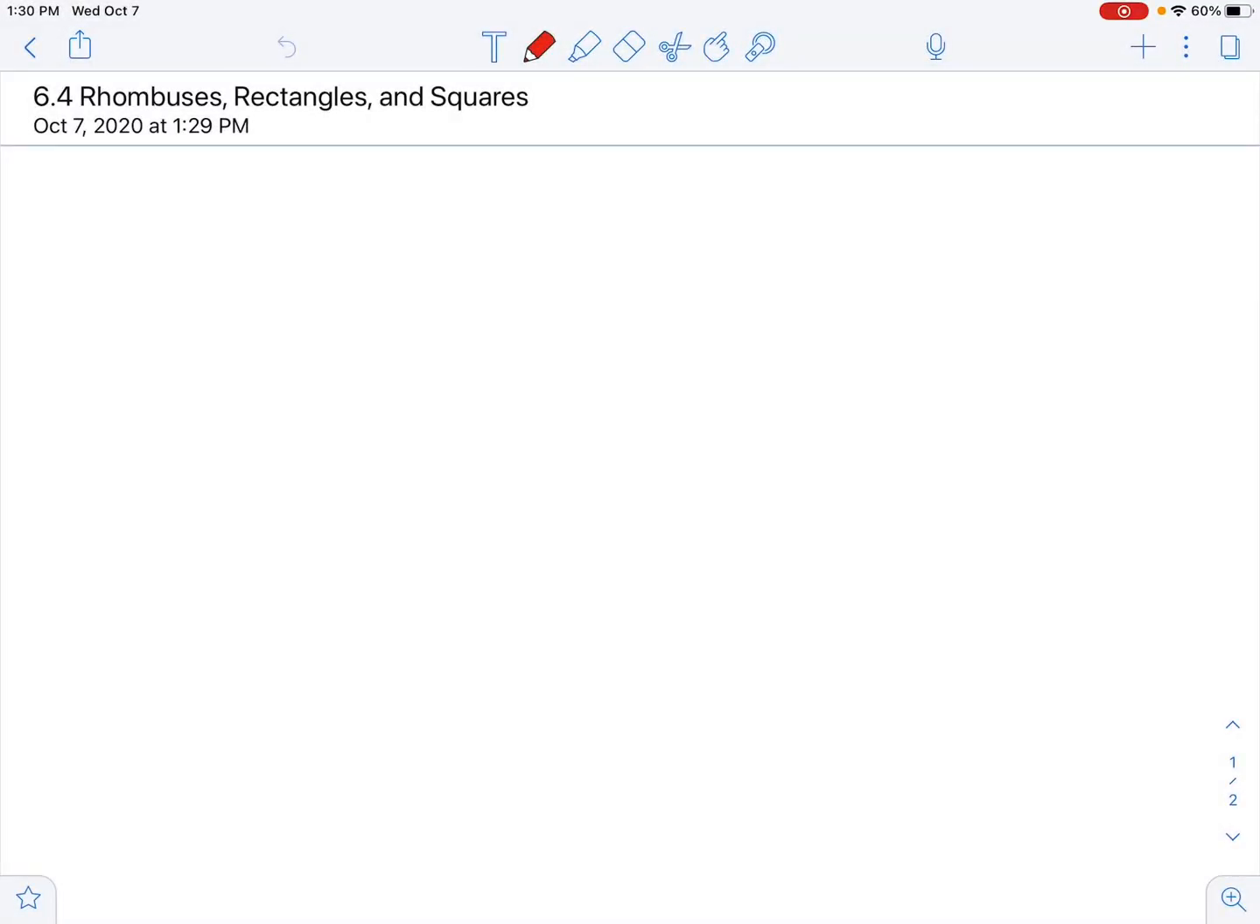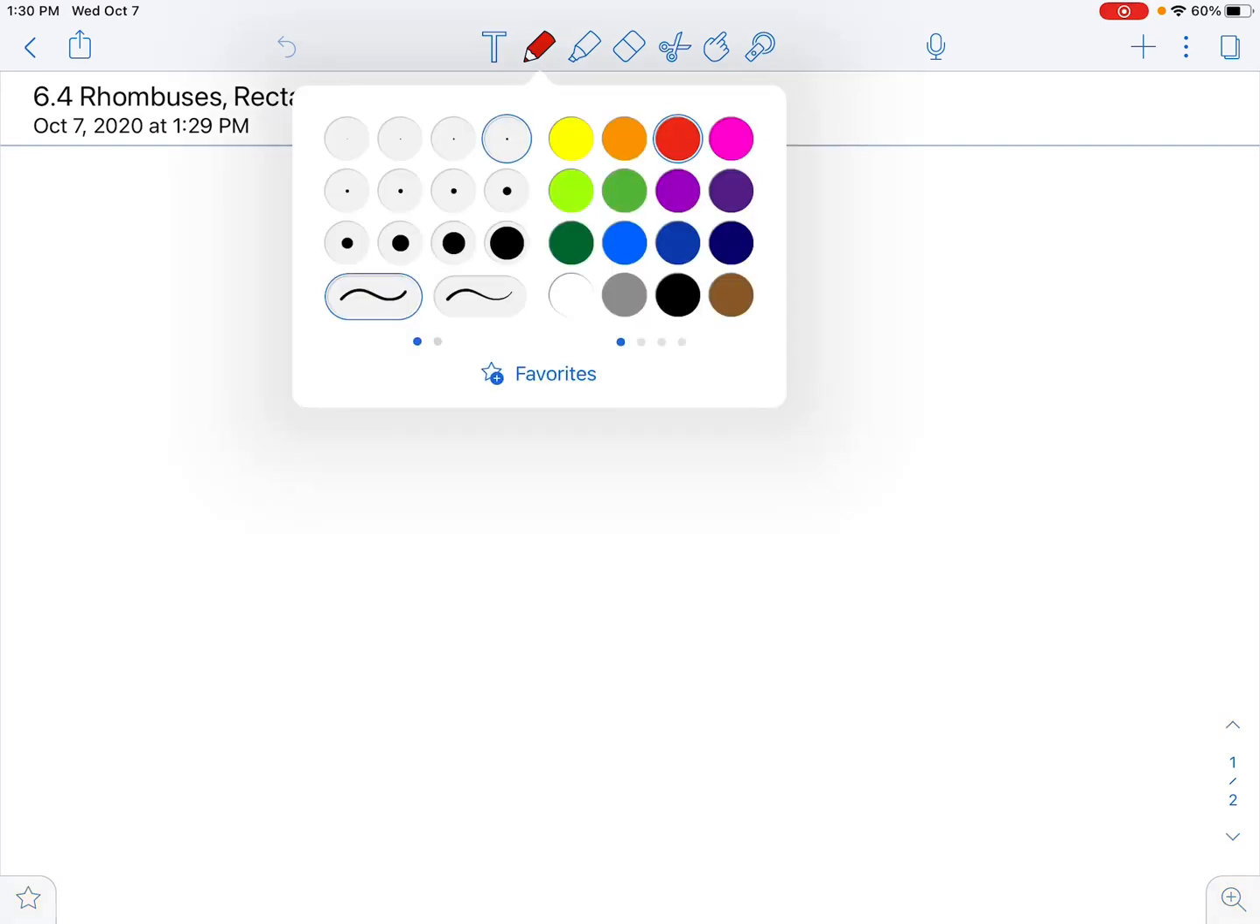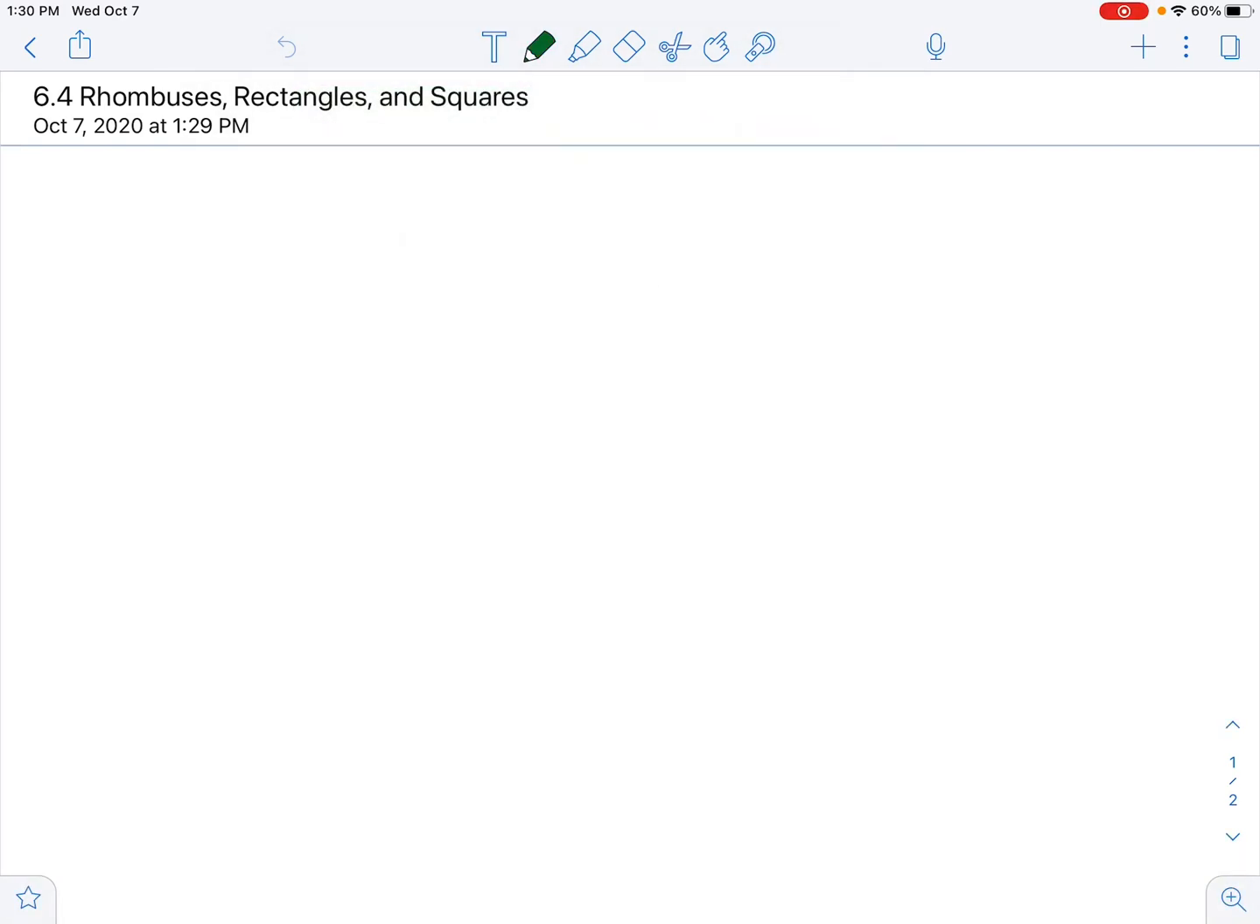All right, so in this section we're going to talk about rhombuses, rectangles, and squares. Let's go ahead and define each one first. I'm going to get a different color here. I don't like red. So let's do a rhombus.